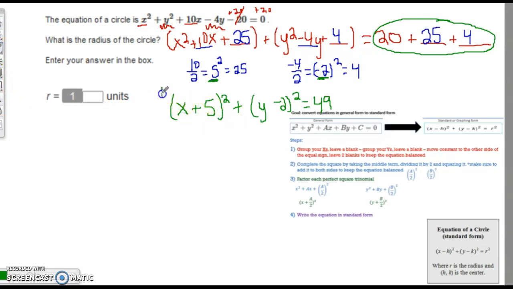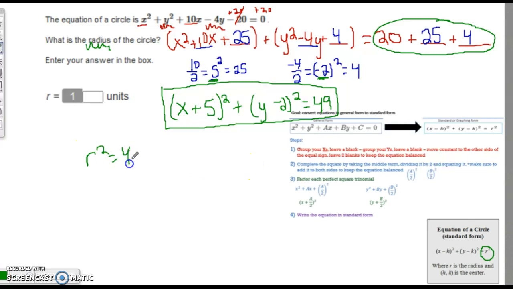Now that it's in standard form, we can find the radius, because remember, in standard form it equals the radius squared. So the radius squared equals 49. If I square root both sides, the radius would be 7 units.